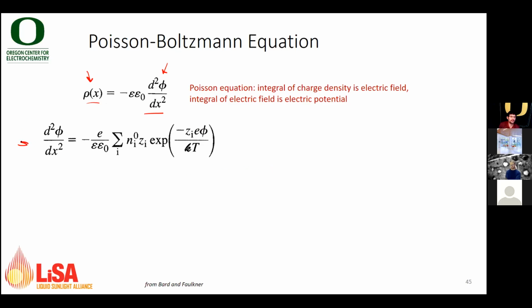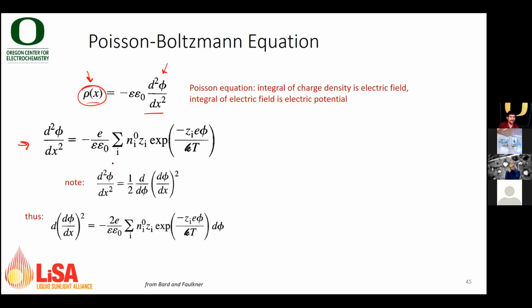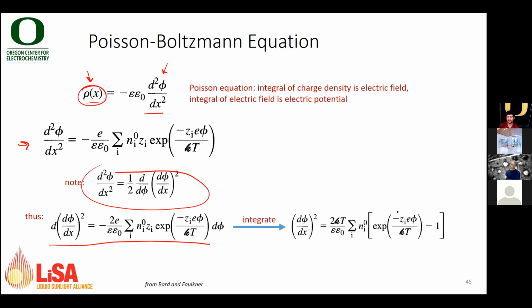And so we can write this equation. We can just plug in for the charge density, which we just solved. And then we can note some simple mathematics, so we can rewrite the second derivative in this way and get a differential equation that's a lot easier to integrate. So we can integrate that once, and that gives us one solution.